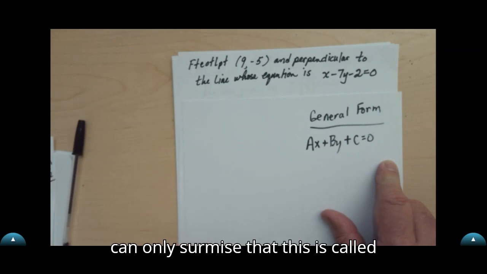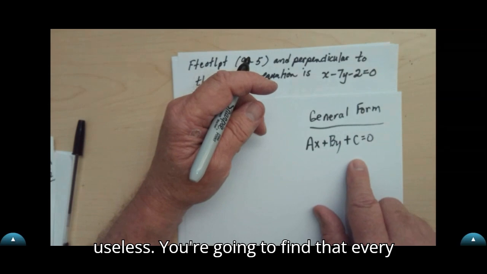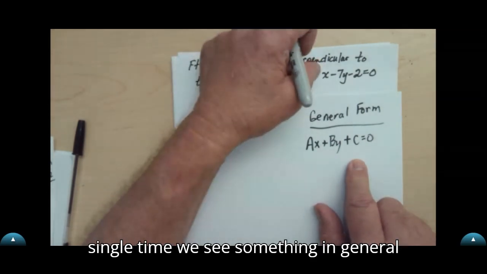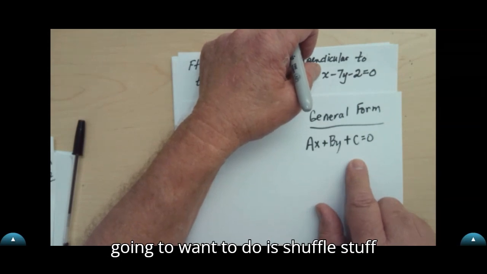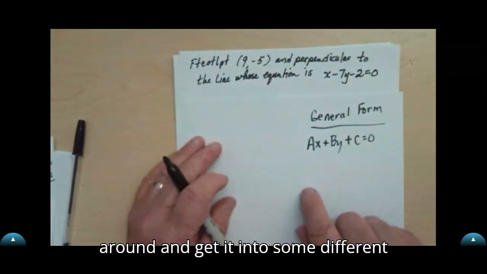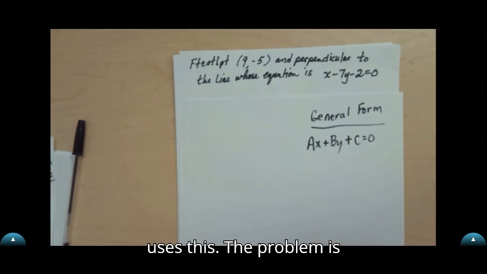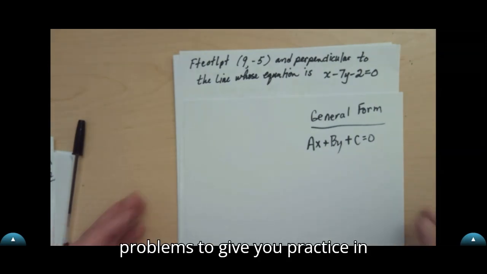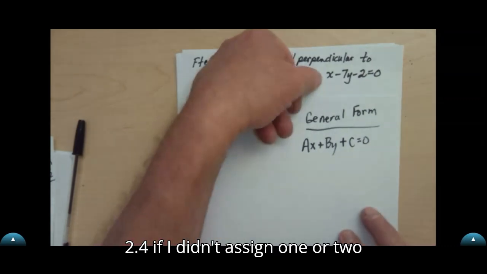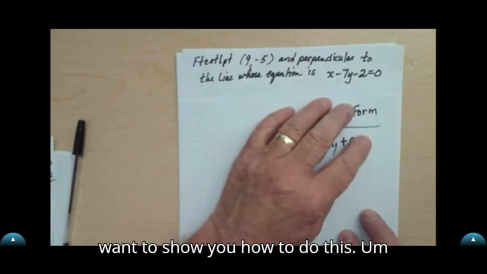I can only surmise that this is called general form because it's generally useless. You're going to find that every single time we see a linear equation written in general form, the first thing we're going to want to do is shuffle stuff around and get it into some different form. So I don't really understand why he uses this. The problem is I couldn't assign enough homework problems to give you practice in 2.4 if I didn't assign 1 or 2 where this kind of thing pops up. So I want to show you how to do this.